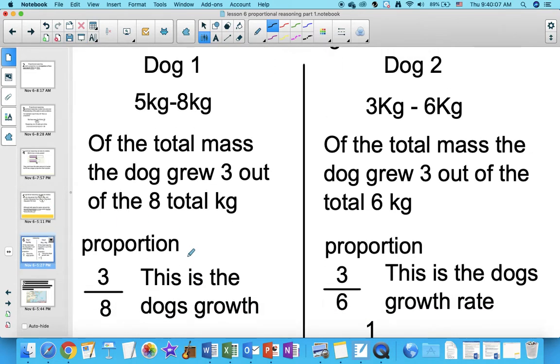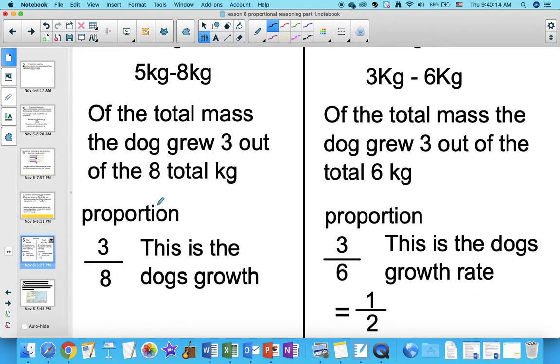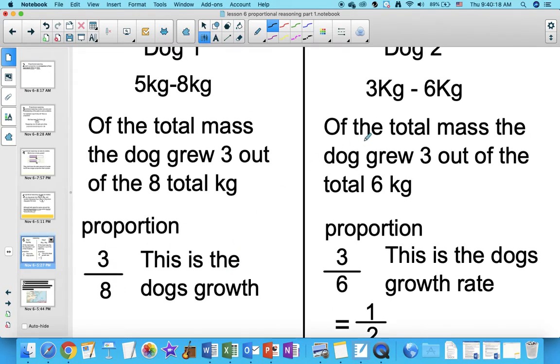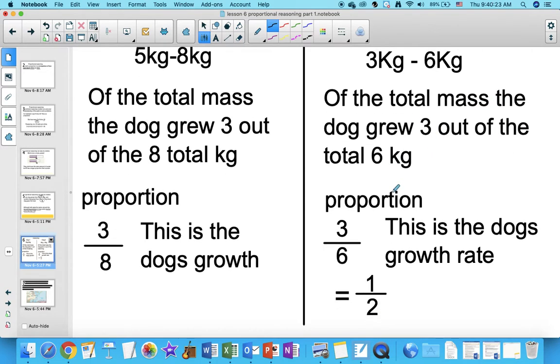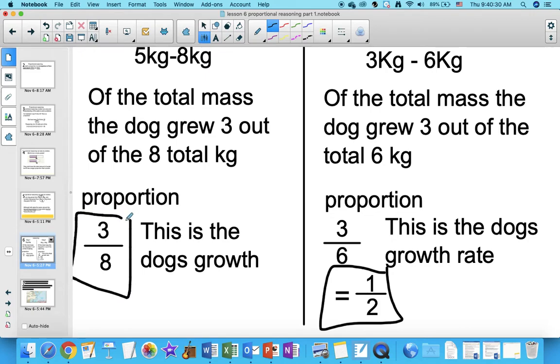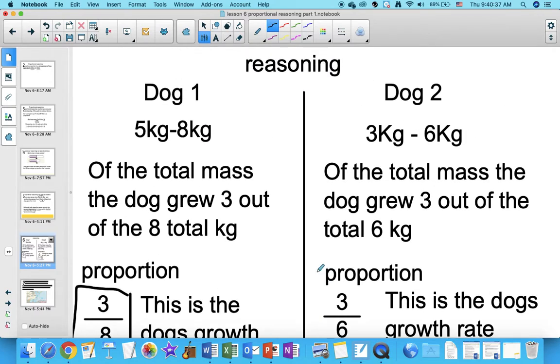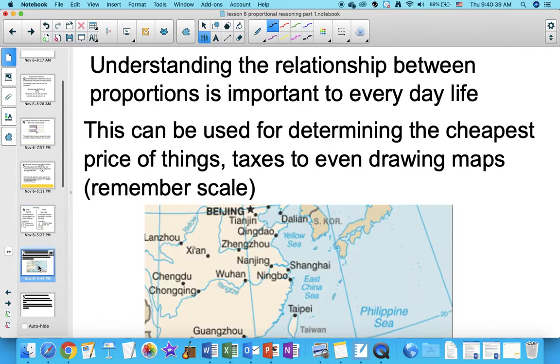So here's our reasoning. Dog 1, 5 kilograms to 8 kilograms. Of the total mass, the dog grew 3 out of 8. So the proportion will be 3 out of 8. This is the dog's growth. Of the total mass, the dog grew 3 out of 6 kilograms. So this is the dog's growth rate. And so we can see it grew 50%, while this one grew less than 50%. And so you could say, relatively, that dog 2 grew faster than dog 1.